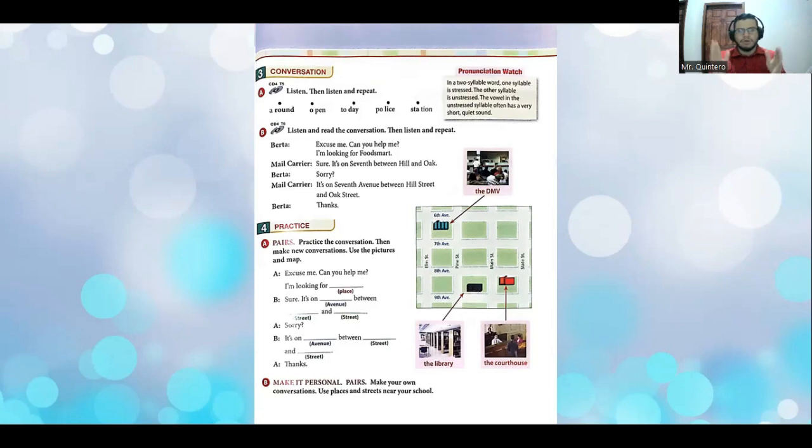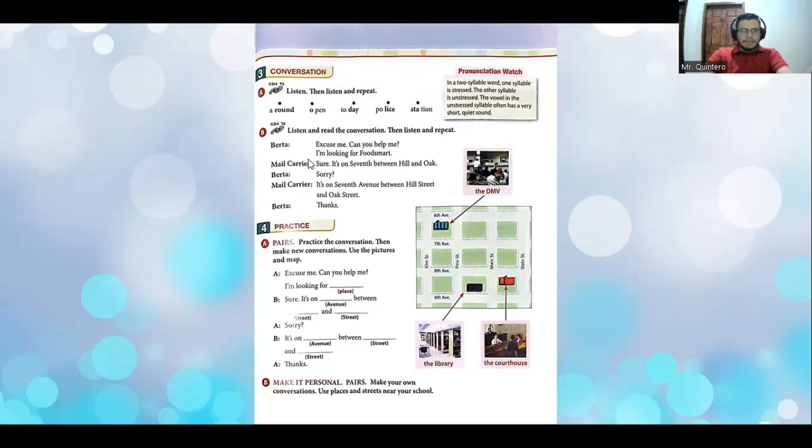Around, open, today, police, station. So, according to them, the other syllable is unstressed. The vowel in the unstressed syllable often has a very short or quiet sound. Listen to the audio number 6. Listen and read the conversation, then listen and repeat.